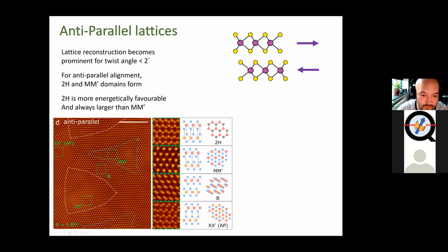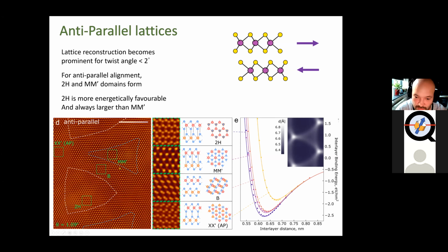But there is a second region, which we call MM, metal on metal configuration, and it has slightly higher energy, but not much higher. So you can see both domains forming. However, the 2H would dominate. It would impinge onto the MM domain, sort of squeezing it from the sides, because it's more energetically favorable for the material to be in 2H configuration.